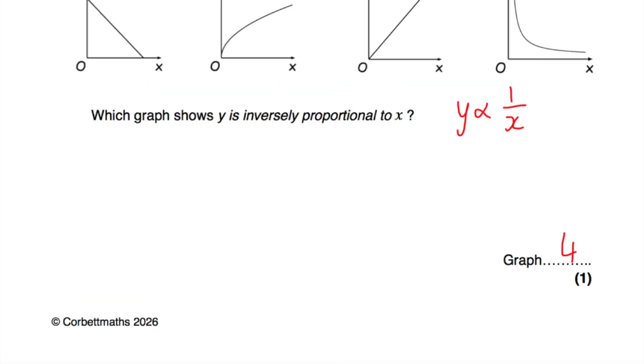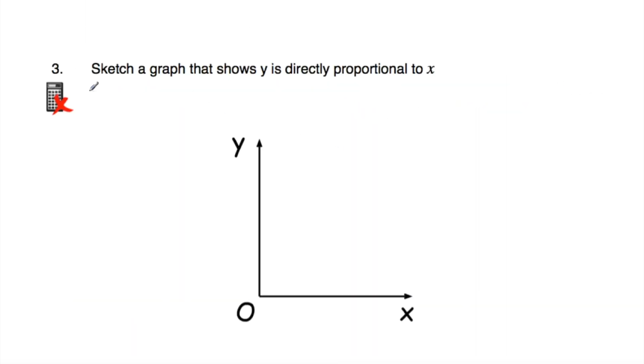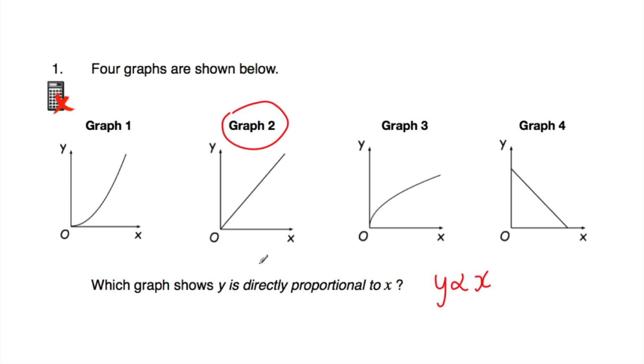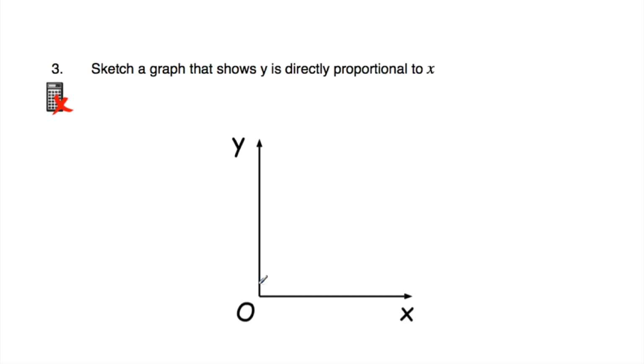Okay, let's look at our next question, question number 3. We've been asked to sketch a graph that shows y is directly proportional to x. So we've looked at that previously. This is the directly proportional graph here. It starts at the origin and goes up like so. As you double x, you'll be doubling y. So it'll look something like this. It'll start at the origin and go up like that. And that's it. So that will be y is directly proportional to x.